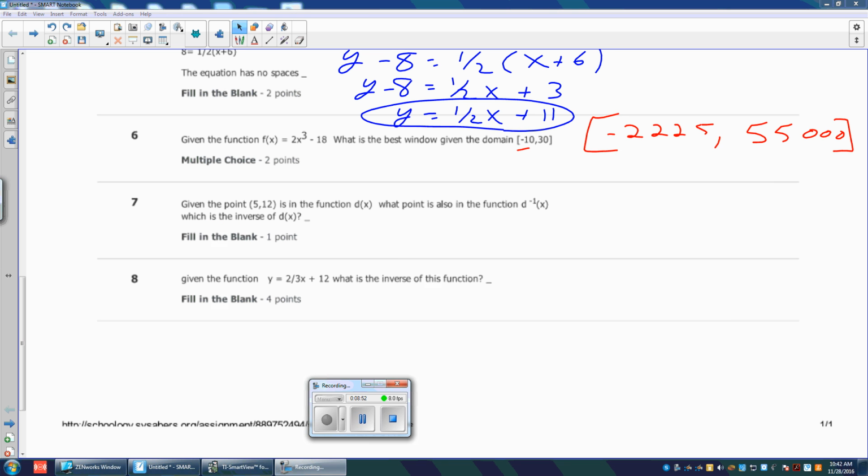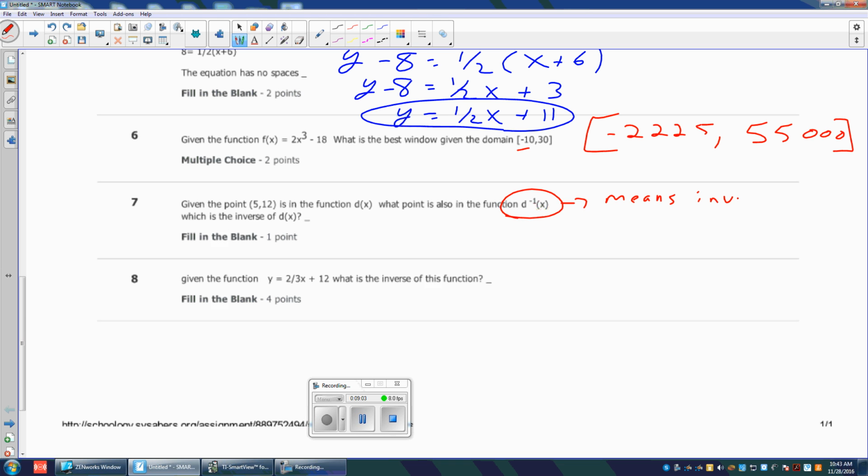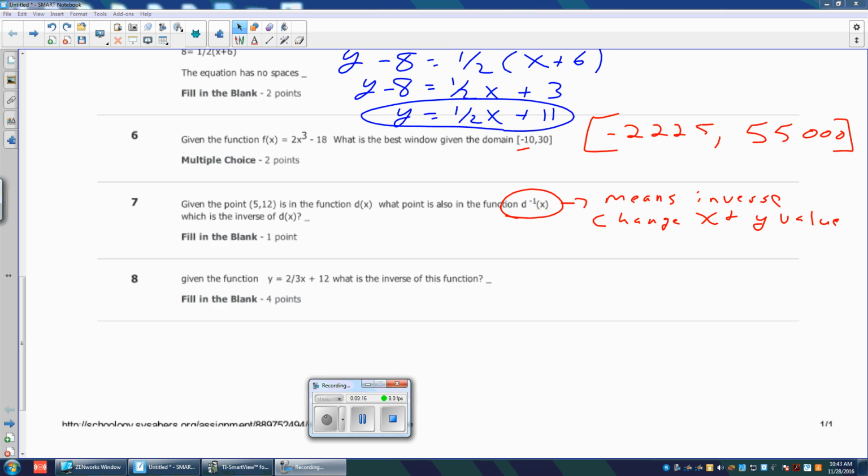This is a vocabulary question. That means inverse. So just write down that it means inverse. So change the x and y value. So given the point 5, 12, the new point is 12, 5. That's why it's only worth 1 point.